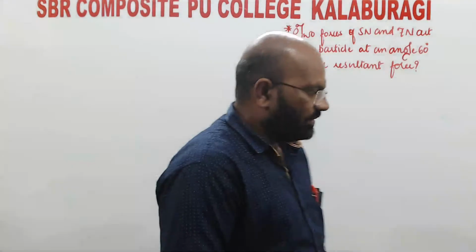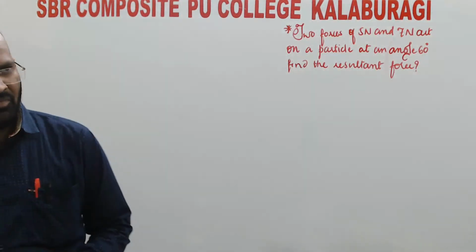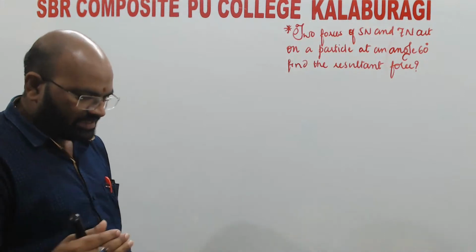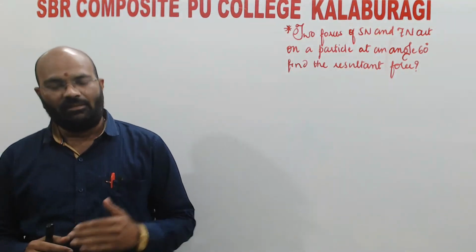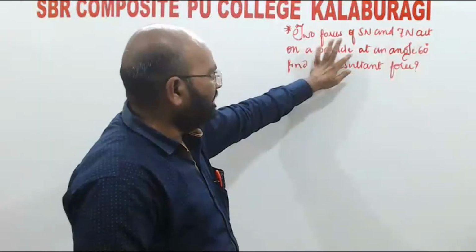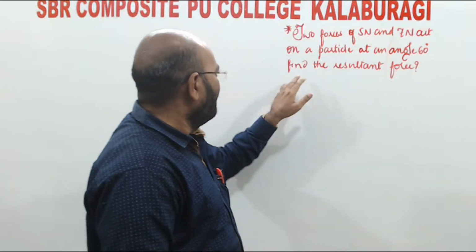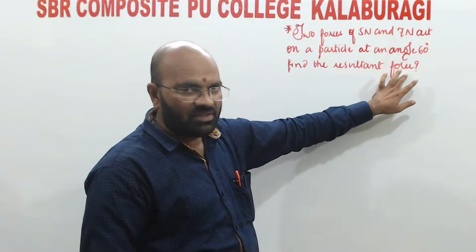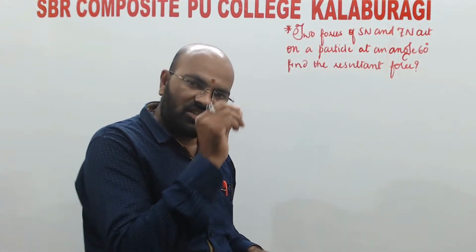As we discussed in yesterday's class about the triangle of vector addition, now in today's class we go through certain numericals based on that, using the triangle of vector addition, by finding the resultant of two forces with an angle of 60 degrees. Find the resultant force and the corresponding direction in which it is going to be acting.